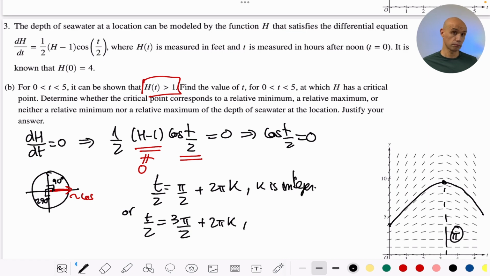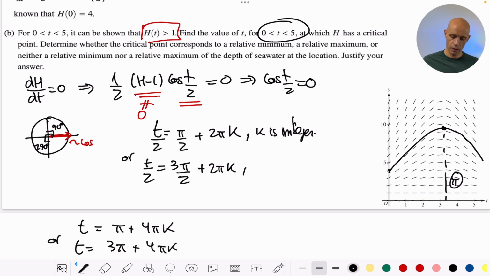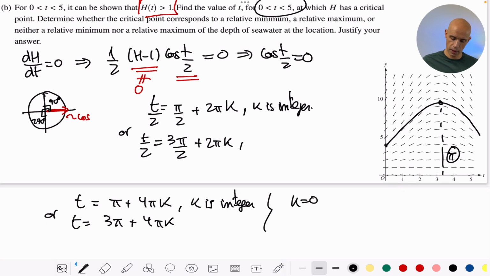However, we have to stay in this interval, and indeed you can see that. Well, let's multiply by 2 first, right? But you can see that only one of them is going to work. But let's see, we have t equals pi plus 4 pi k, or 3 pi plus 4 pi k. Okay, k is an integer. So you can see from all these that only one case, k equal to 0 and the first case, has a number that is between 0 and 5, because it's 3.14, 15, 9, and I don't remember the next ones.